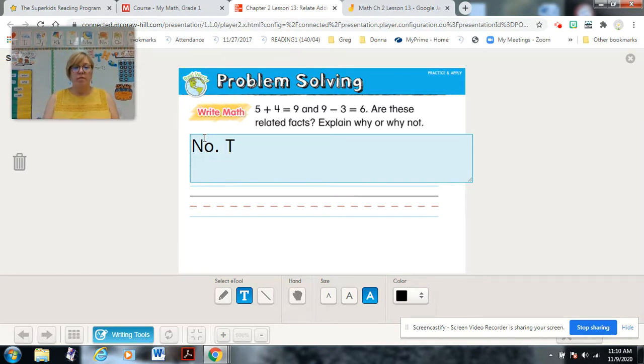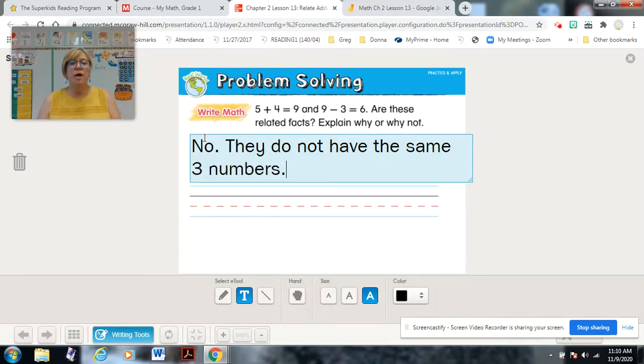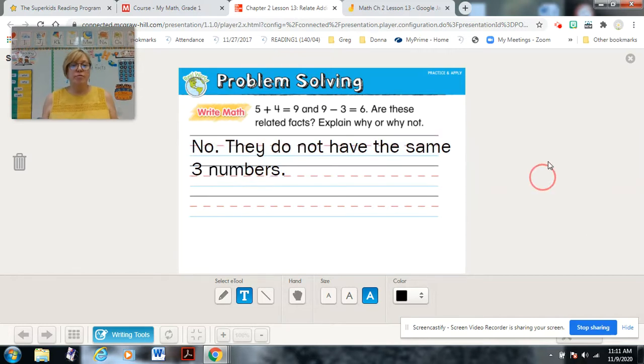Right. They do not have the same 3 numbers. Nope. Okay, they do not have the same 3 numbers, right?